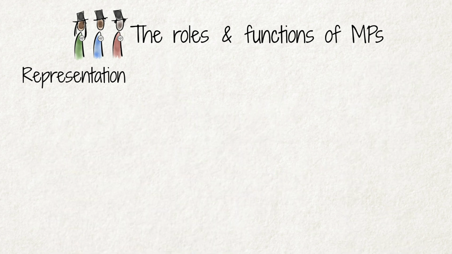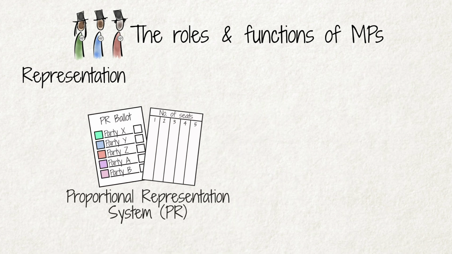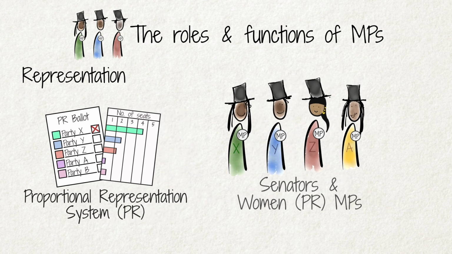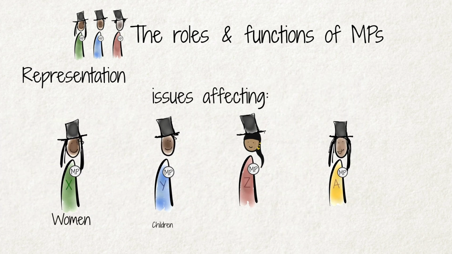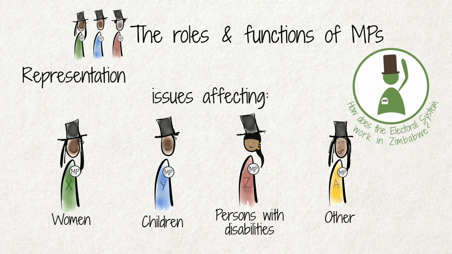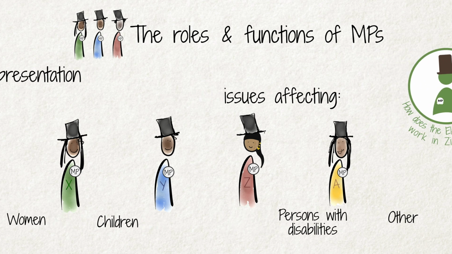There is a smaller group of MPs that are elected through the proportional representation system, namely senators and women PR MPs. These MPs do not represent a particular local constituency, but are expected to champion national causes or interests of certain groups across the nation, such as issues affecting women, children, persons with disabilities, etc. We explain the electoral system in detail in our video, How does the electoral system work in Zimbabwe?